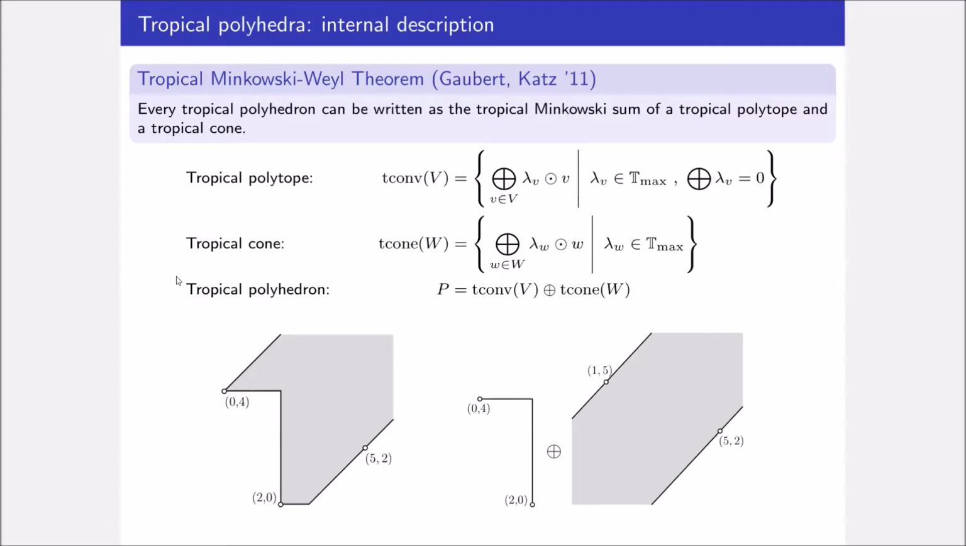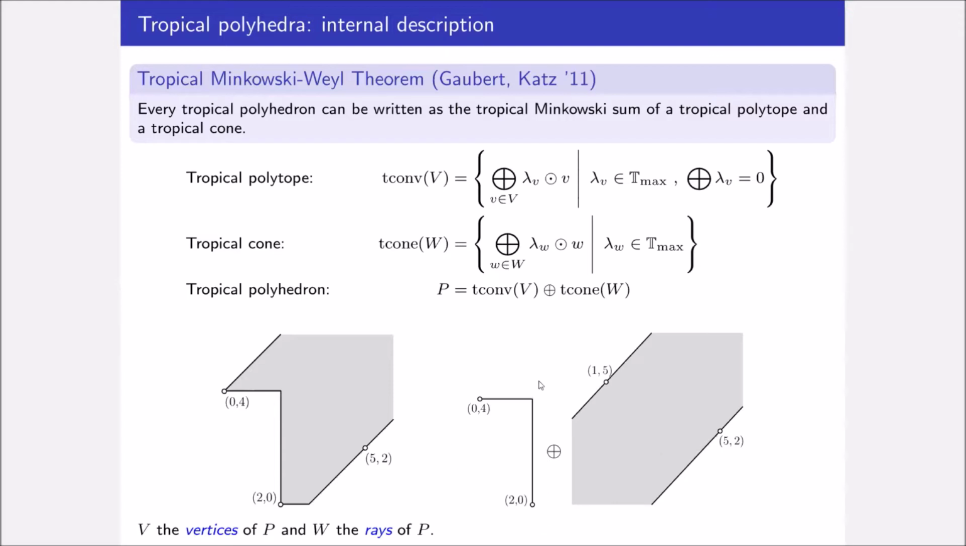And so the tropical Minkowski-Weil theorem states we can write any tropical polyhedron as the tropical Minkowski sum of a polytope and a cone. And so here I've written this previous tropical polyhedron as the sum of a polytope and a cone. And this means we can actually define vertices and rays for this polyhedron.